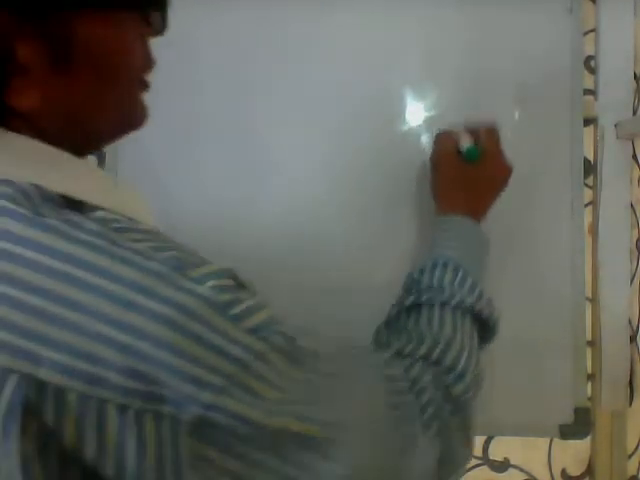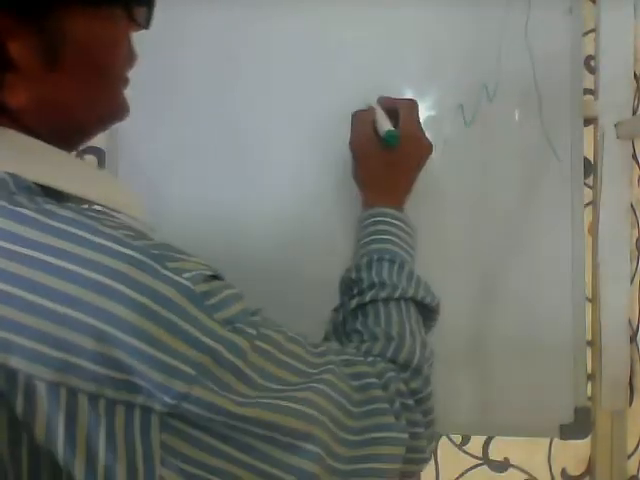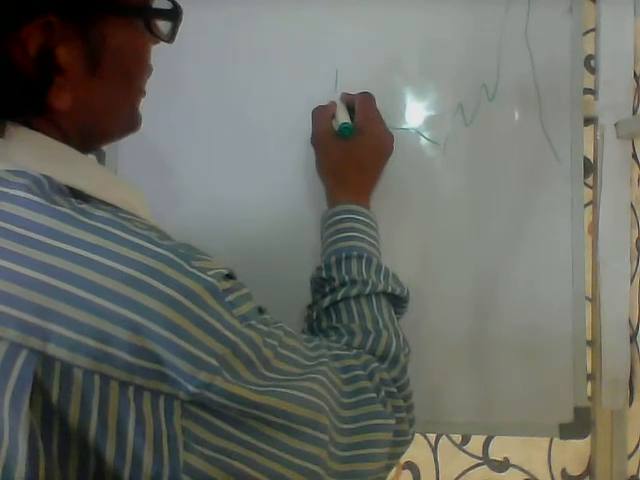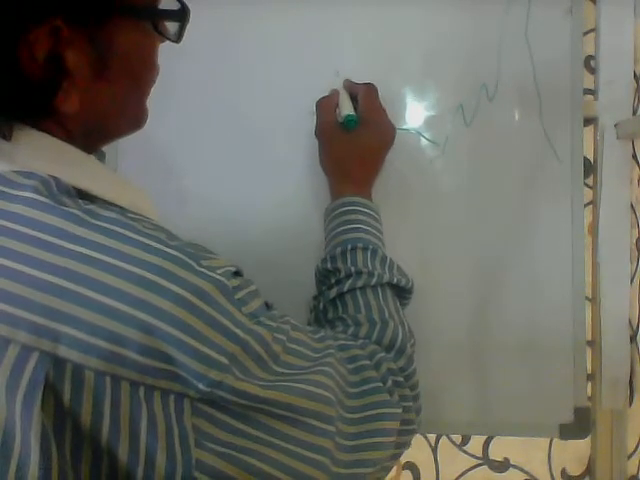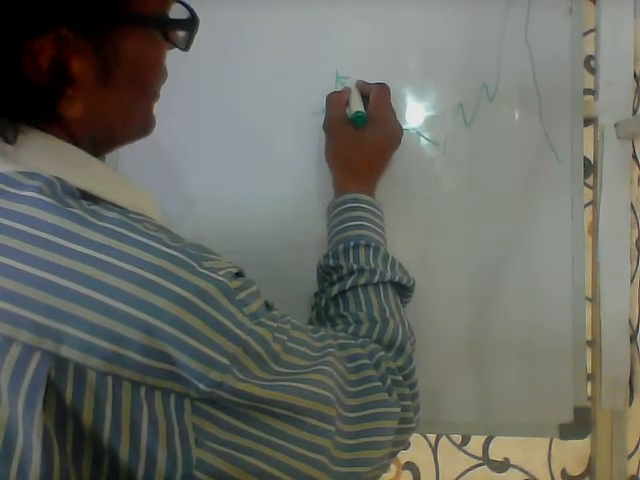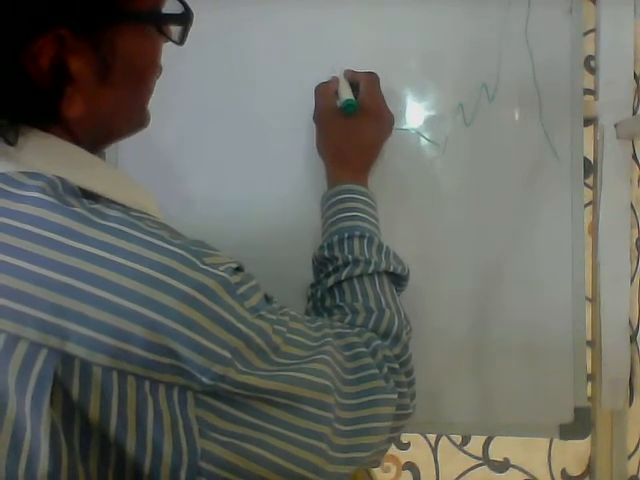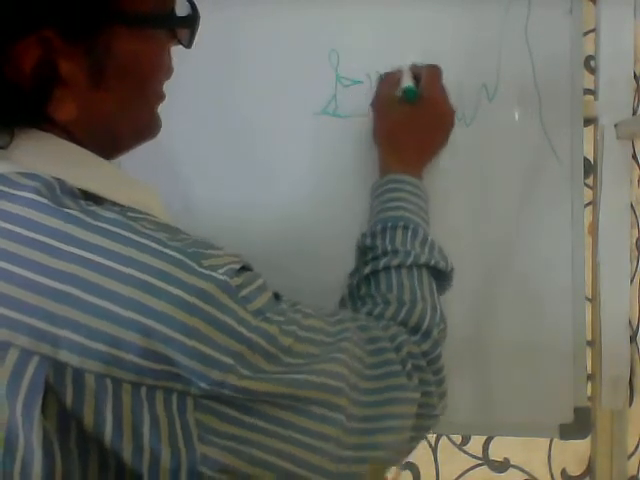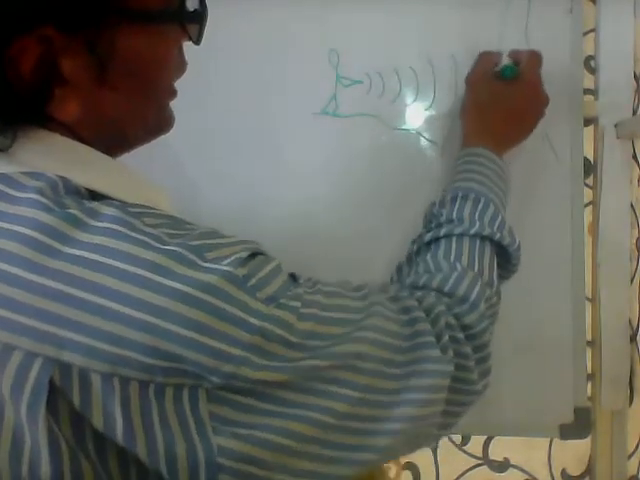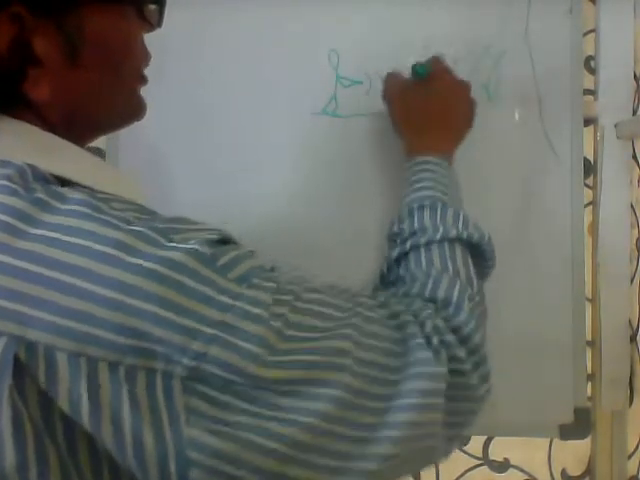Now for 11.6. In 11.6 a student clapped his hands near a cliff. यहाँ कोई चट्टान है, इसके सामने ये स्टूडेंट यहाँ खड़ा है. क्लैप करता है, तो इसकी क्लैप की आवाज जाती है, टकराने के बाद वापस आती है.